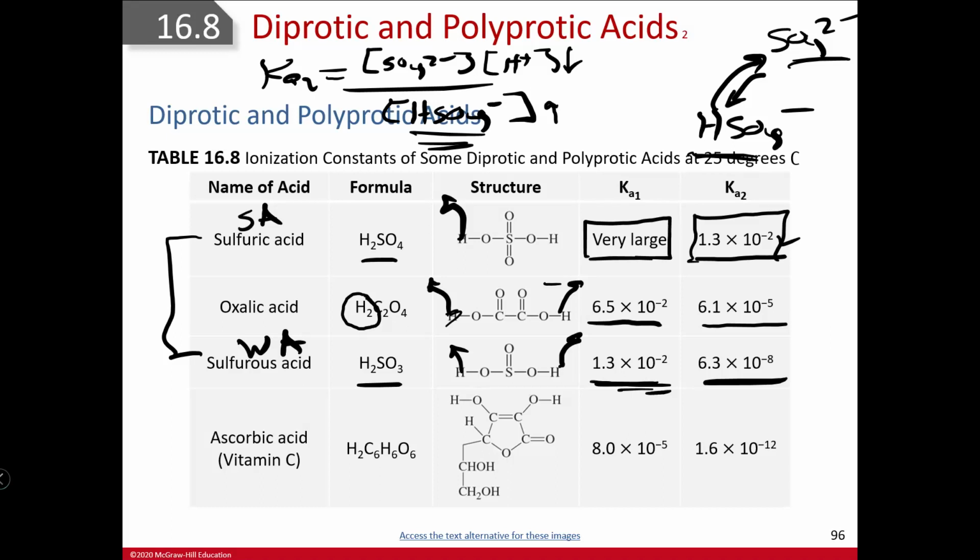Ascorbic acid, again, diprotic. Got 2 hydrogens to give, one here, one here. And so the first one comes off, first Ka1, 8.0 times 10 to the negative 5th. To remove the second one, 1.6 times 10 to the negative 12. So diprotic acids.